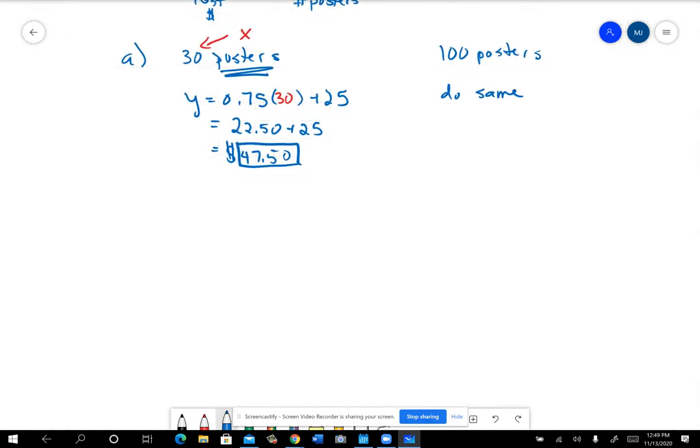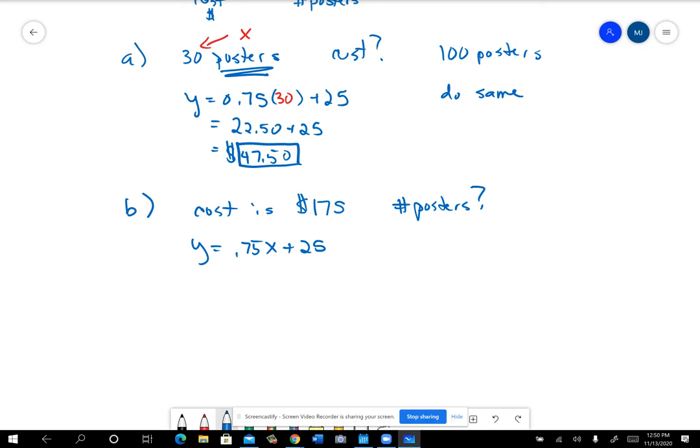But part B is very different. Part B says, find the number of posters when the cost turns out to be 175. They want you to get the number of posters. That's the reverse of what we did before. There, you had 30 posters, and they wanted you to determine the cost. Now it's the other way around. So you're going to take your equation, but this time the 175 is actually the Y. It's the dollars, right? This is where the cost should go.